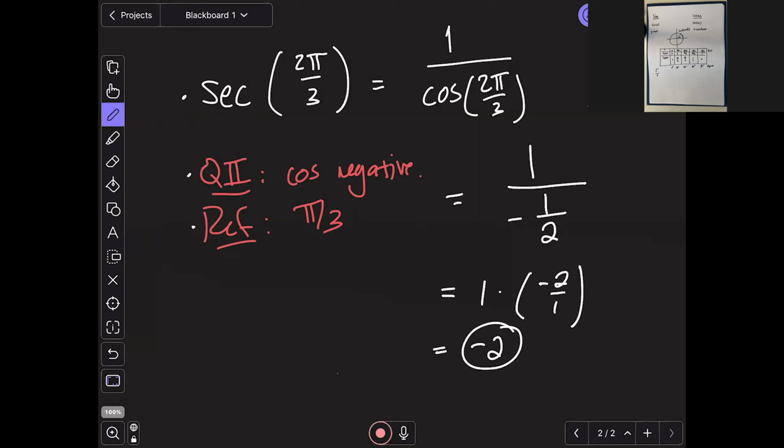See how we always go back to this idea: what quadrant is the angle in, and what's our reference angle? So what do we do if we get a problem like pi over 5, or something that's not in our table?